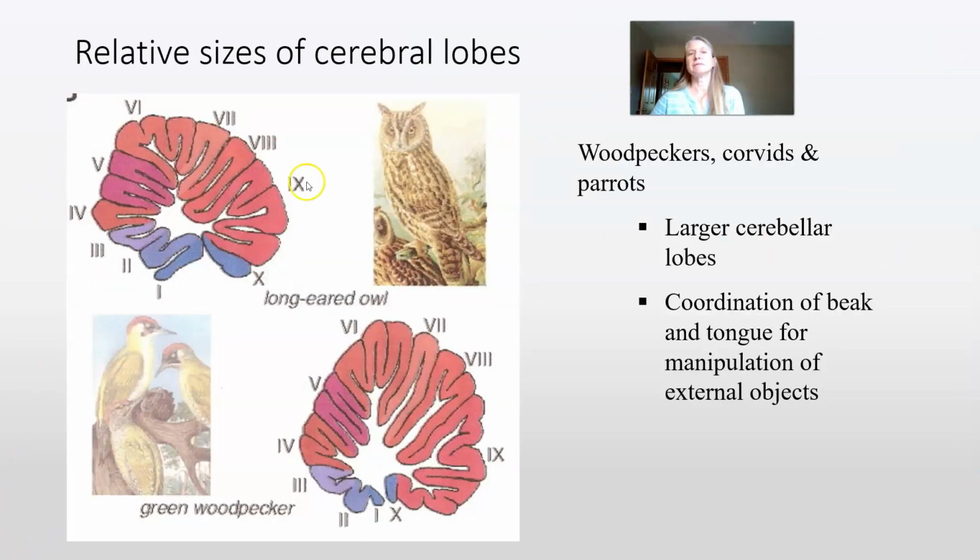So this is an old version, but in general, it gets the point across that the relative sizes of these different cerebral lobes or areas are associated with different tasks. In woodpeckers, corvids, and parrots, we see these larger cerebellar lobes. The cerebellum is the coordination of motion and reflexes, and these larger cerebellums in woodpeckers, corvids, and parrots help coordinate the beak and tongue for manipulation of external objects, just like we've seen in crows using tools. They can manipulate these tools using their beak, and that coordination of activity occurs in the cerebellum.